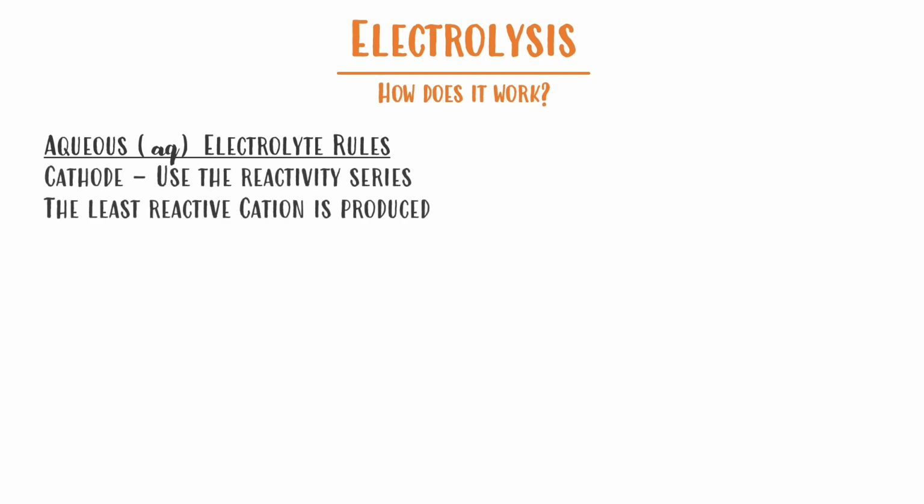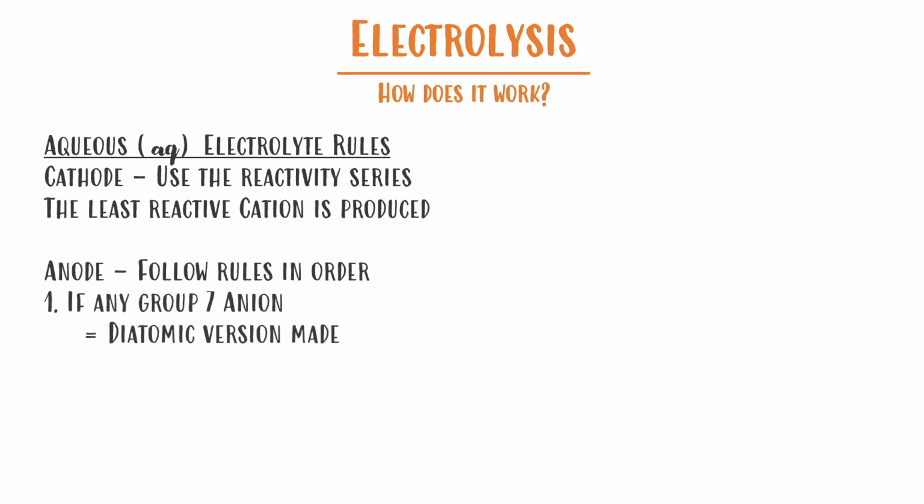So starting off, at the cathode, we have to use the reactivity series to help us understand what will be produced. In this case, it's the least reactive cation that will be produced. As for the anode, we're going to follow the following rules in order. Number 1. If you have any group 7 halogens or halide ions, you're going to make the diatomic version. So Cl will make Cl2, F, F2, I2, and so on.